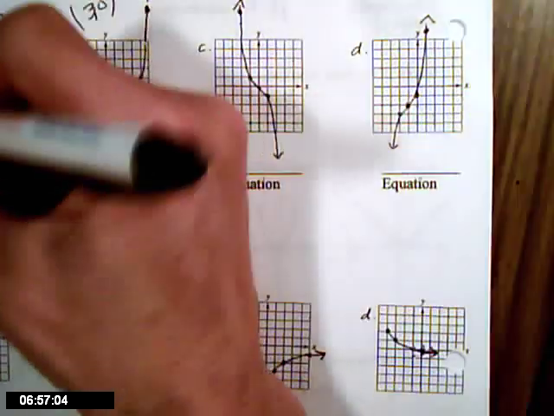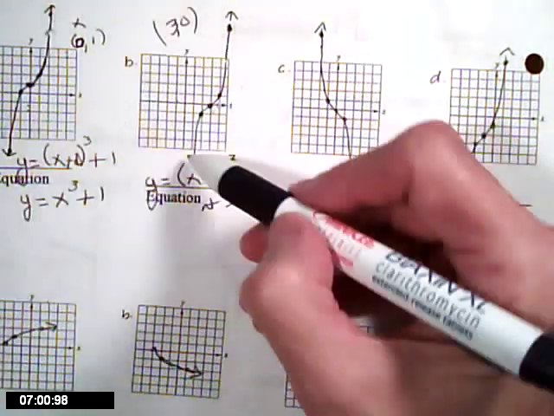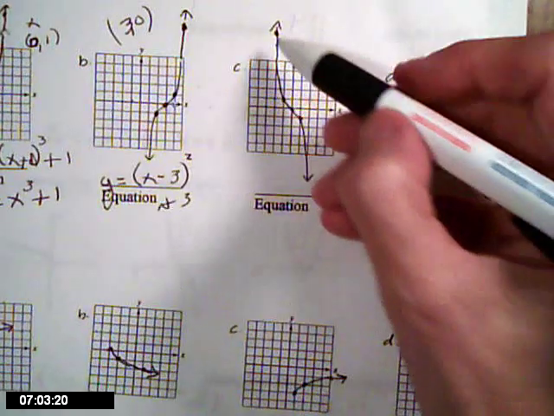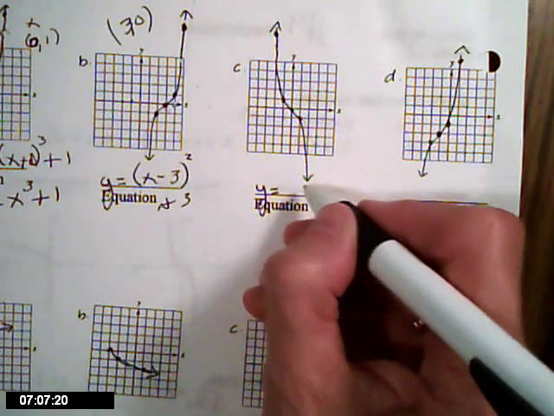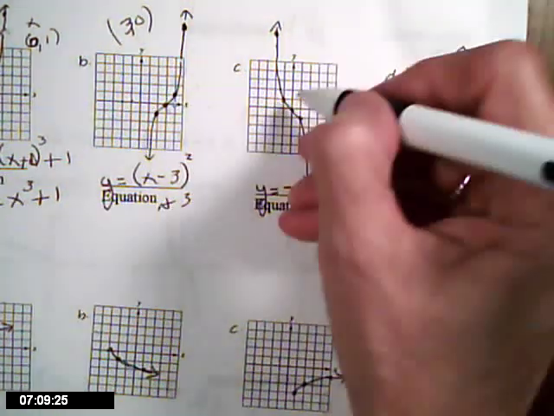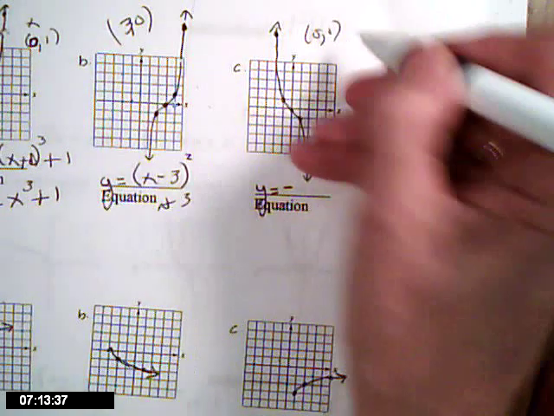Now, if you'll notice, this graph was increasing, the first one. Suddenly this graph decreases. So now it's going to be y equals negative. The vertex is at 0, 0. So we have negative x cubed.